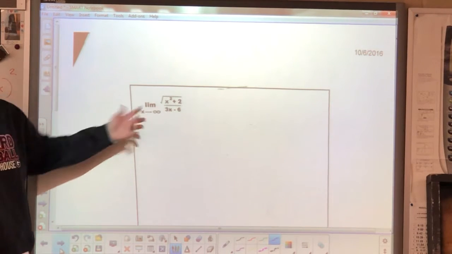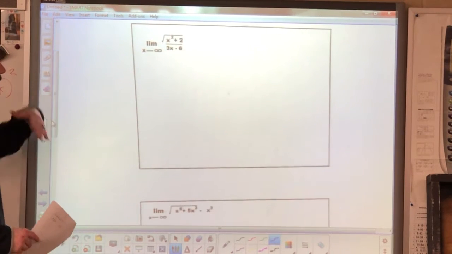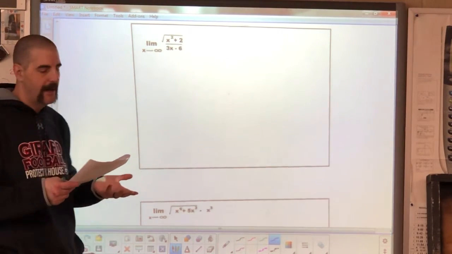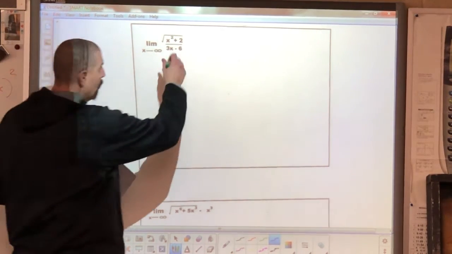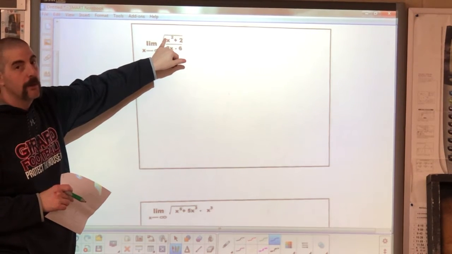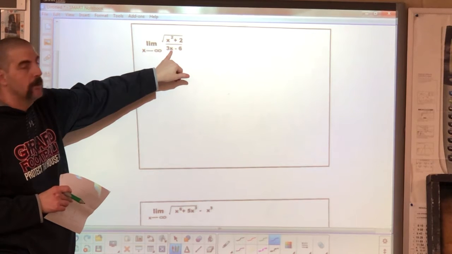It's when you have a square root. Okay, so you've got to watch. You can't just divide everything by the highest power of x. You've got to watch what you divide by. So, what you're going to see is, if you make x squared and you take the square root of x squared, it's x. So it will match up.